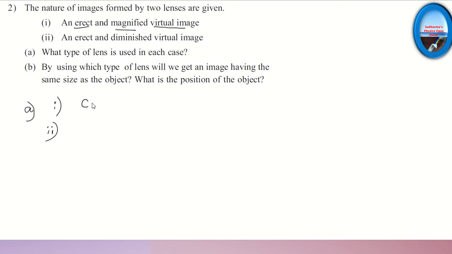Definitely it is a convex lens. Why convex lens? Because when the object is between the optic center and the focus, we will be getting a magnified virtual erect image. Second one, an erect and diminished virtual image, definitely it is given by the concave lens. My dear students, this is included in the syllabus as per the focus points.